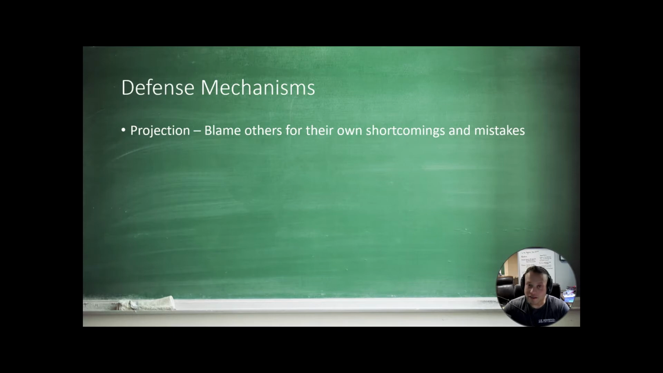Then there's projection. This is when we blame others for our own shortcomings and mistakes. So you might have a problem with your knowledge exam, and then you go project that problem onto somebody else and say, you have that problem with the knowledge exam. So again, this is blaming others for your own shortcomings and mistakes, or maybe blaming your instructor for your shortcomings.